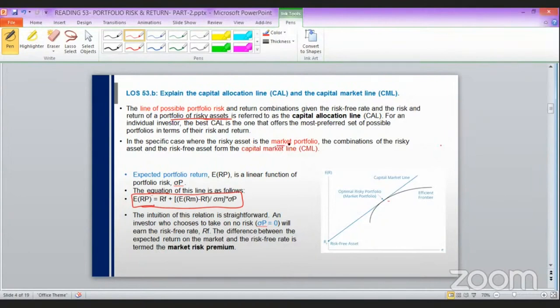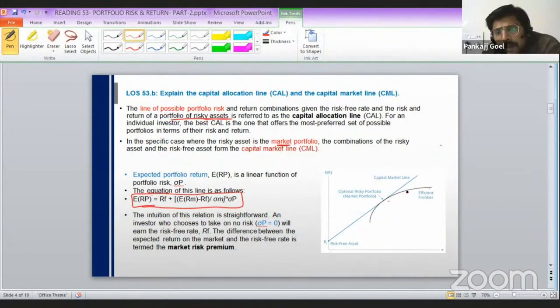Here we are talking about market portfolio. When we combine the market portfolio with the risk-free, we get the capital market line. When we combine a portfolio of risky assets, which is not the market portfolio, we get a line called the capital allocation line. That is the only difference. When we combine the portfolio which we have created with the risk-free, we get the capital allocation line.